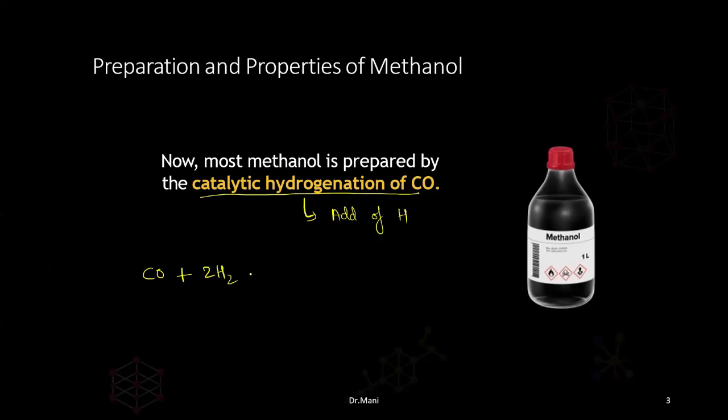React it with hydrogen gas in the presence of ZnO and Cr2O3, at a high temperature of 300 to 400 degrees Celsius and high pressure, 200 to 300 atm. That will give methanol. Understood? So most methanol is prepared by the catalytic hydrogenation of carbon monoxide. We say it is catalytic because you are using a catalyst here, and we call it hydrogenation because we are treating it with hydrogen gas.